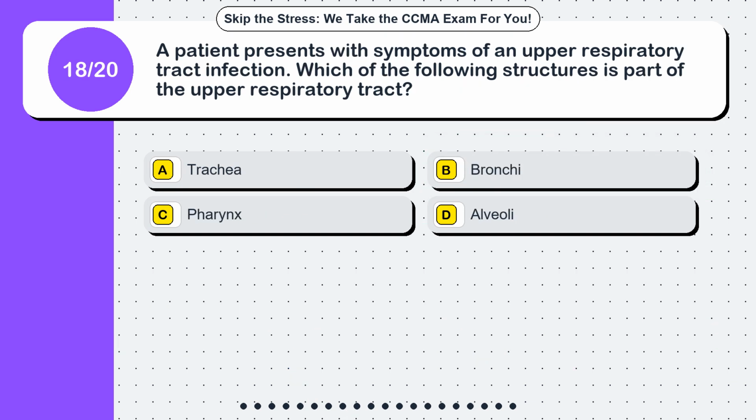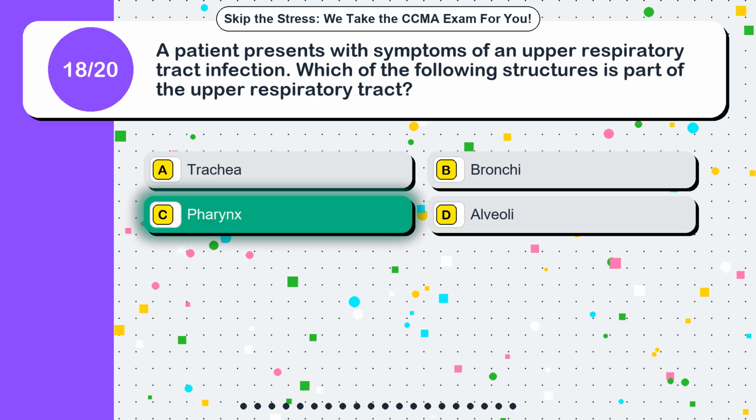Question 18. A patient presents with symptoms of an upper respiratory tract infection. Which of the following structures is part of the upper respiratory tract? Option A trachea. Option B bronchi. Option C pharynx. Option D alveoli. The correct answer is option C, pharynx.